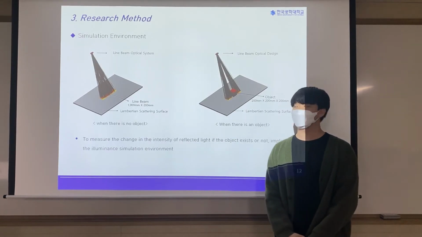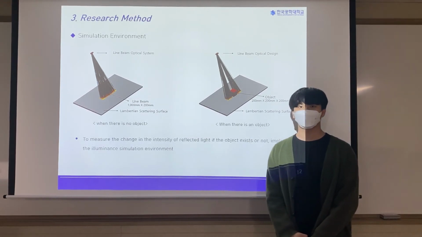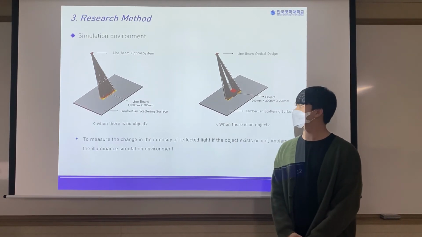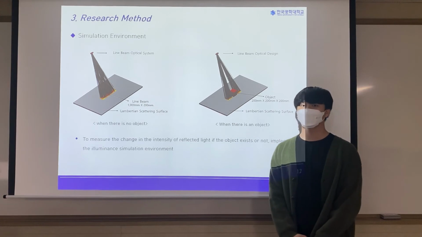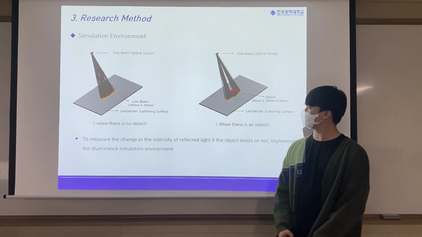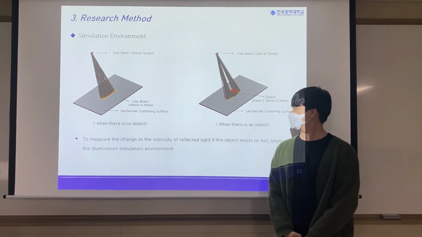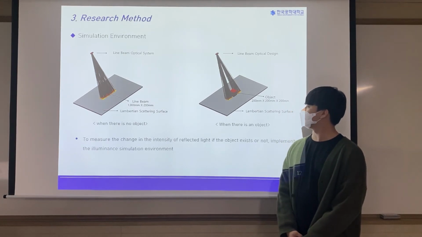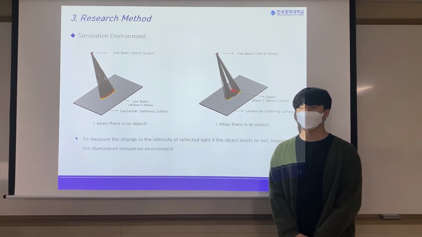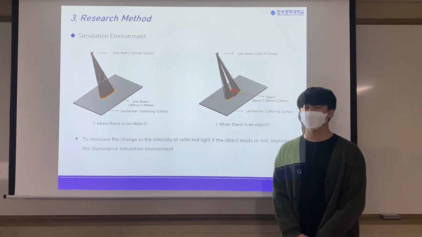Look at the figure on the left. The figure on the left shows no object in the line beam area, and the right shows an object in the line beam area. Light from the line beam optical system is irradiated to the surface, and this square is a line beam. In the figure on the right, the object is placed in area 3, and the line beam corresponding to area 3 is not visible. Through the implementation of an illuminance simulation environment, we measure the difference in light intensity of the PD according to the presence or absence of an object.